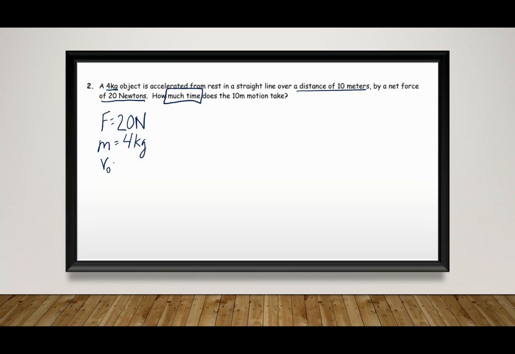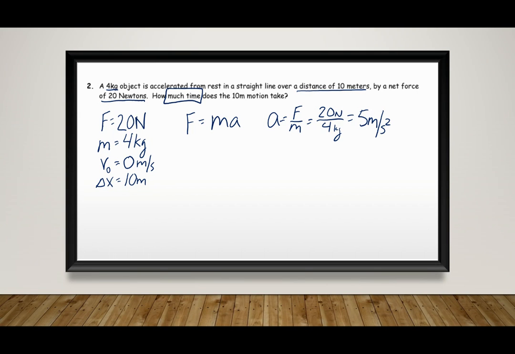So we know V initial equals 0 meters per second. And we know that our change in x is equal to 10 meters. So we need to use a couple of equations in this case. We're going to use the fact that force is equal to mass times acceleration. So acceleration is equal to force divided by mass, which is 20 newtons divided by 4 kilograms. So we end up getting that the acceleration is 5 meters per second squared.